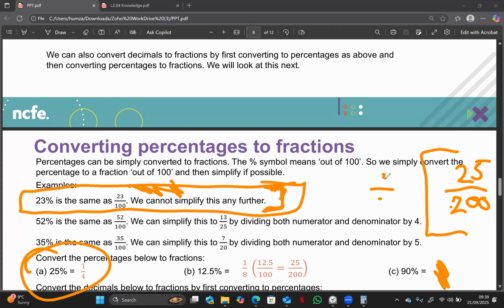125. No. Because if we do 25 divided by 125, that's not a whole number, is it? That's going to be smaller than 1. It's going to be less than 1. So we need to make it 1 minimum. So what can we do? What's the biggest number we can divide 25 and 200 both by? The same number.